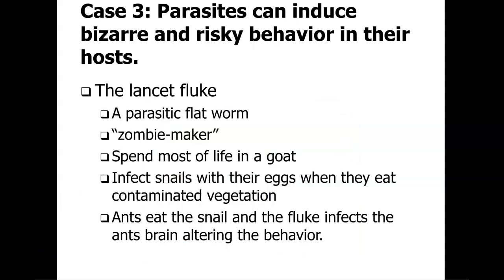In case 3, the parasites can induce bizarre and risky behaviors in their host. We have the lancet fluke. It's going to be a parasite flatworm that creates a zombie-like state for its host. It spends most of its life in a goat, but then it can infect snails with their eggs. So when these snails eat contaminated vegetation, the fluke is actually going to get into them. Ants also are then going to come and eat the snail, and the fluke is then going to infect the ant's brain, altering its behavior.